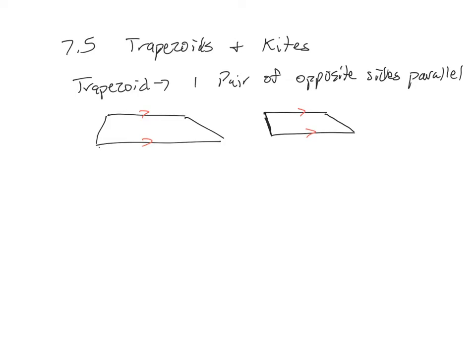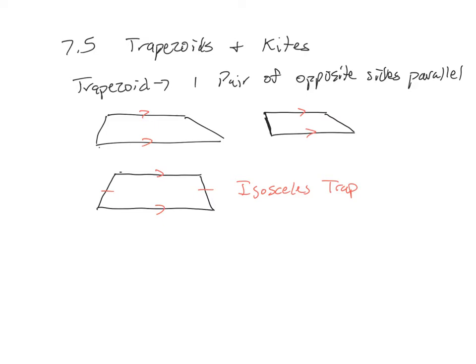Okay, and so we really don't know anything about just a regular old trapezoid. It's just one pair of opposite sides. Where we start to know stuff is if it is an isosceles trapezoid. So these two sides are congruent, and those two are parallel. Okay, so when it's an isosceles trapezoid, we know stuff.